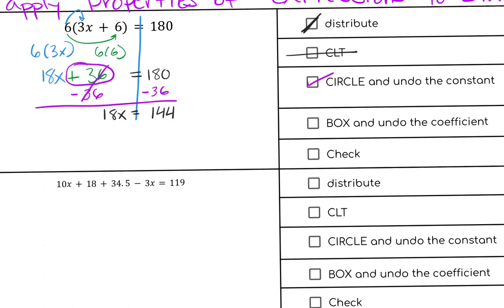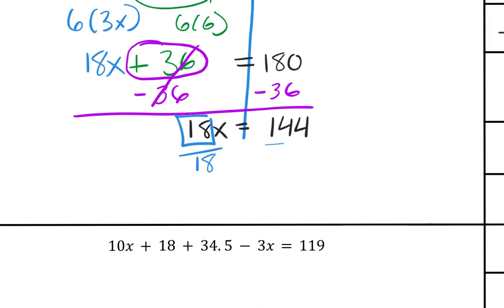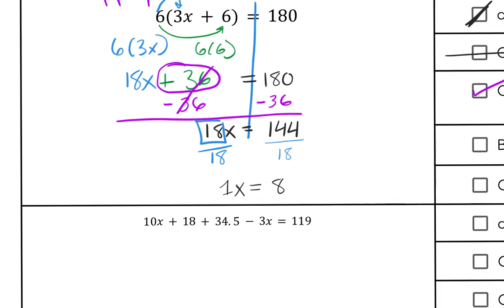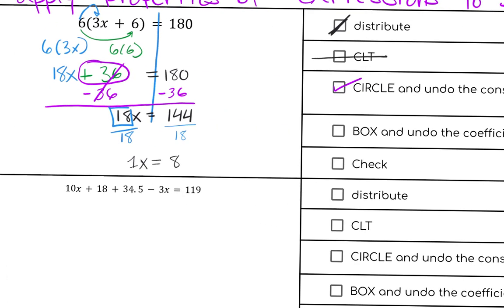Now we're going to box and undo the coefficient. My coefficient is 18x. So 18x means 18 times x. I undo multiplying by dividing by 18. What I do on one side, I have to do on the other side. 18x divided by 18 is 1x, which is always our goal. Then 144 divided by 18 is 8. So we boxed and got rid of that coefficient.